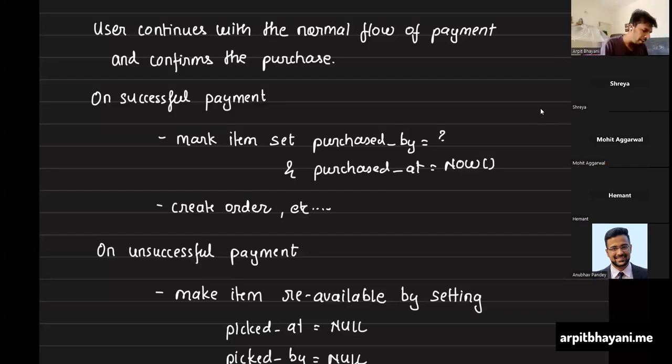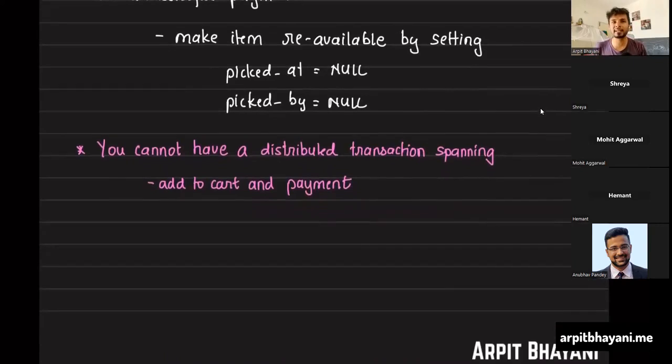And then you mark purchase at and purchase by to those values, which means that this item is not just picked, but is now purchased by that user, and that user leaves the shop. You close the website. Now the other case is the payment is unsuccessful.